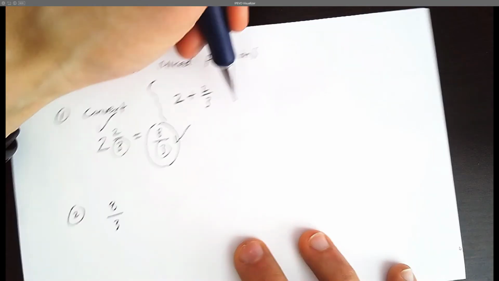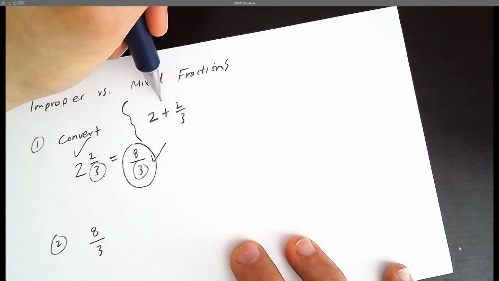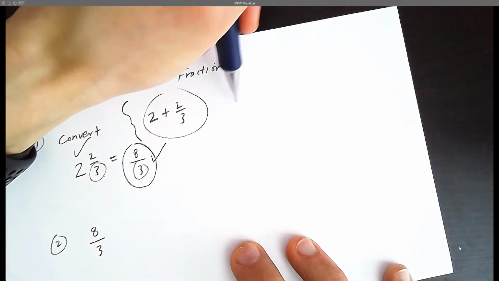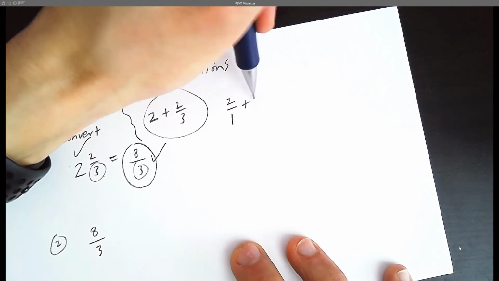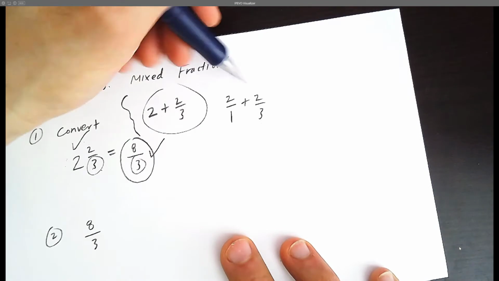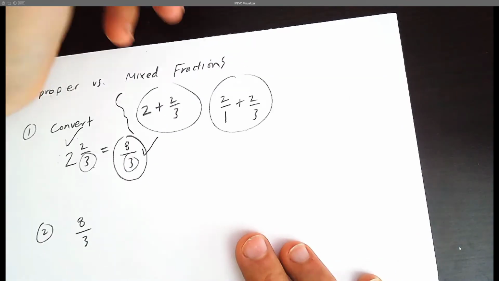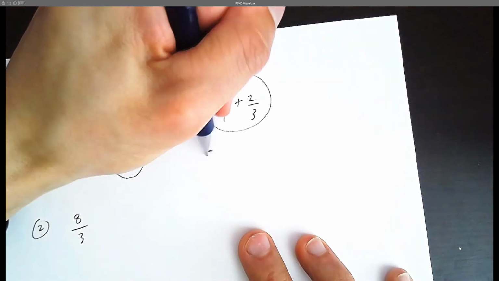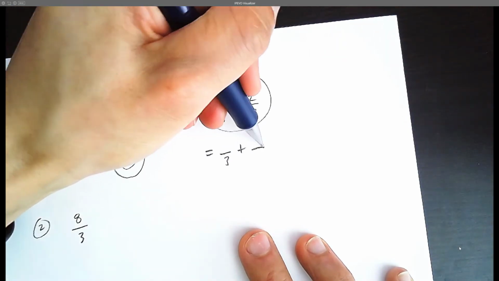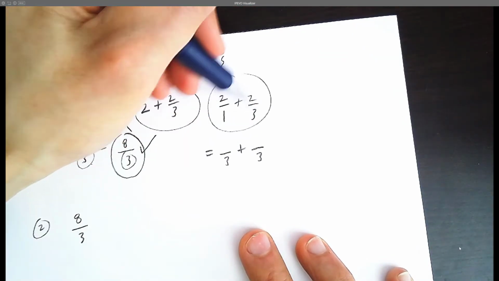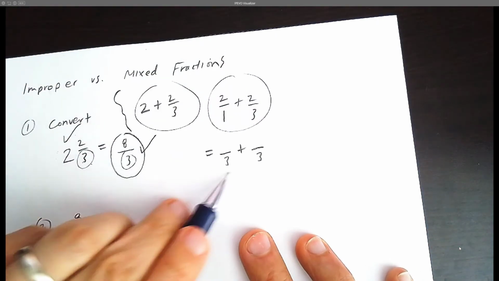Now let's do it the slow, tedious way. What's 2 plus 2/3? If you really want, you can say that the number 2 is the same thing as 2 divided by 1 plus 2/3. And now here we're just adding fractions. Remember how to do that? We're going to make the 1 on the bottom the same and have the same common denominator as this 2/3 here. So we're going to make the bottom a 3.